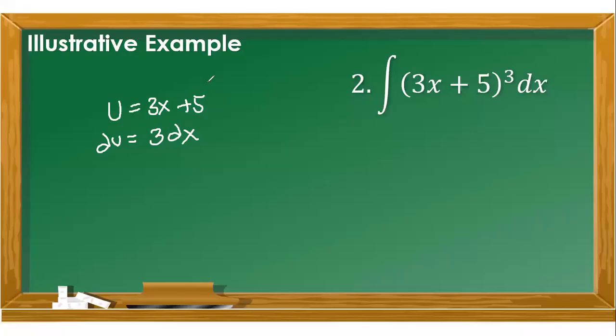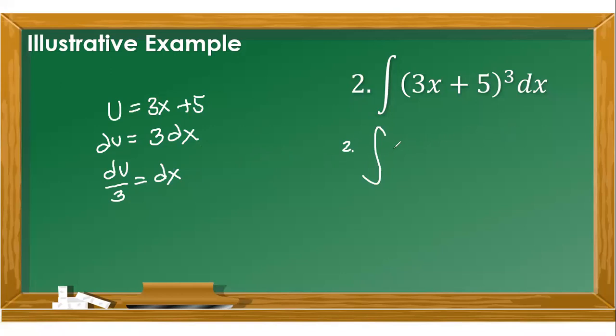Mapapansin natin, hindi katulad ng problem natin sa number 1, we have 3 dx. So hindi natin siya basta-basta pwedeng isulat as u cubed du, because dx is equal to du over 3 pa. So merong correction factor na 1/3. Dapat isulat natin siya. Rewriting that, number 2, dx is du over 3.